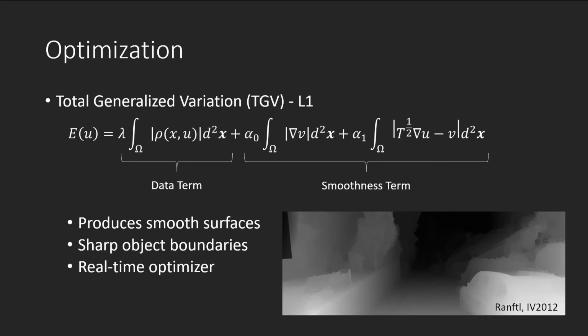Finally, we use a state-of-the-art energy function called Total Generalized Variation L1, or TGV-L1. This function consists of a data term and an image-guided edge-preserving smoothness term. Using this function allows us to produce smooth surfaces as well as maintain sharp object boundaries.